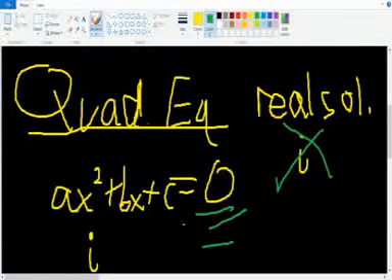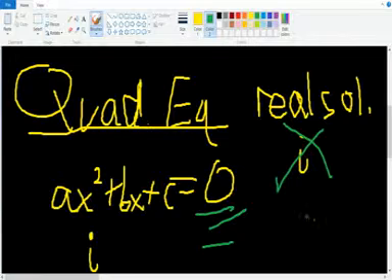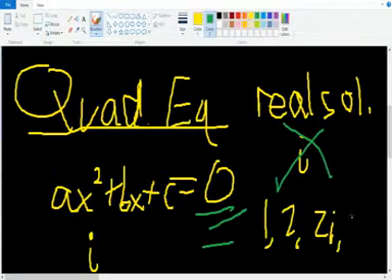But sometimes you may be asked for all solutions. So that would include 1, 2, 2i, 17i, and so forth like that. So some solutions can be imaginary, and that's okay. It just means that they're not a real number on the real coordinate plane.